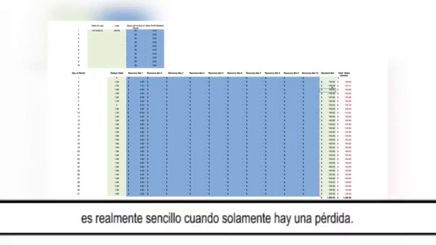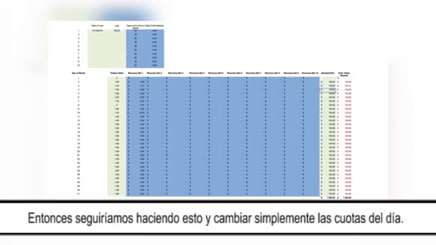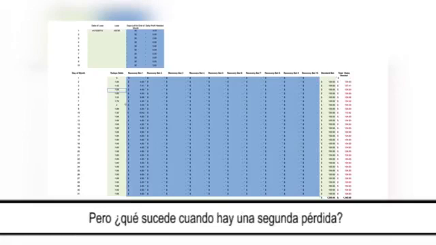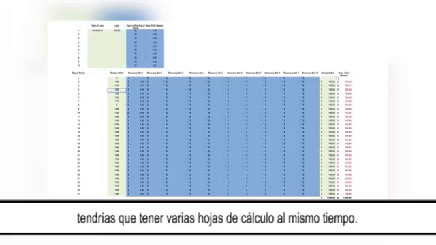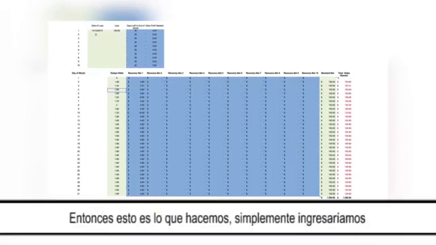Easy. And it's all really simple when there is only one loss. So we could carry on doing this and simply change the odds of the day. But what happens when there's a second loss? The previous spreadsheet didn't account for that. You would have to run multiple spreadsheets together. So this is what we do.